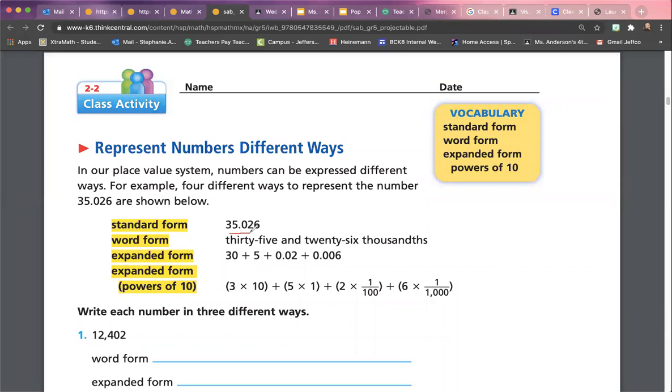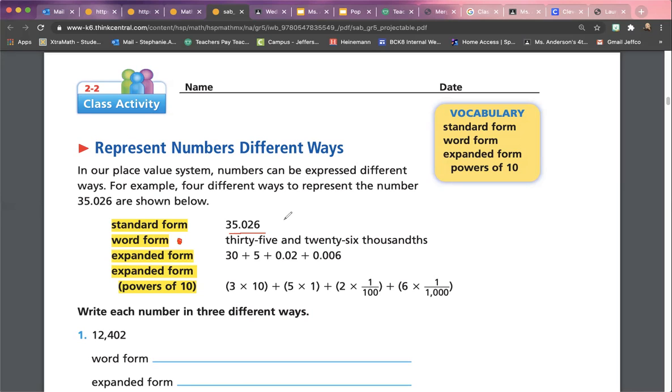We're used to seeing standard form as really big numbers, maybe like 1,789,052. Today, you will see some large numbers and you will see some decimal numbers. So they're going to kind of mix it up on you just to kind of remember back what we've done in the past and what we're doing now. So standard form is kind of your regular way. Your word form, again, is how you would read this number and then write it out in words. So think about it. If someone said, "What is this number?" you would say, "Well, it's 35 and 26 thousandths."